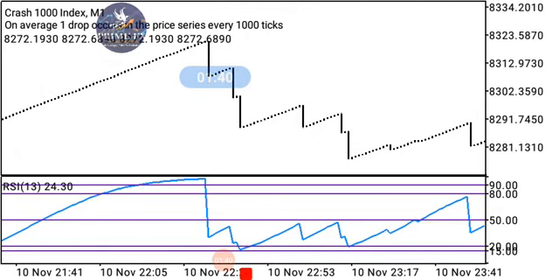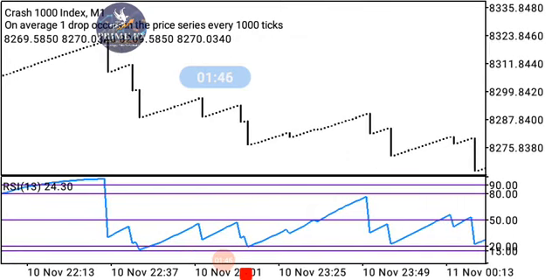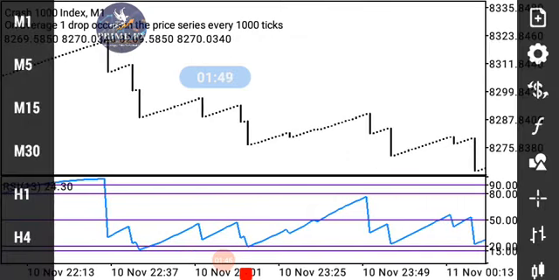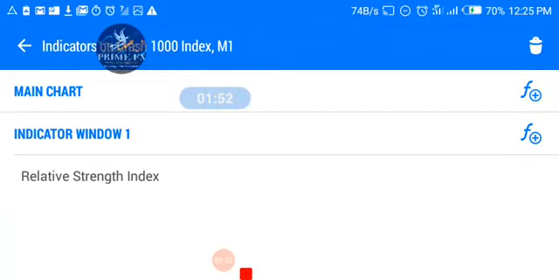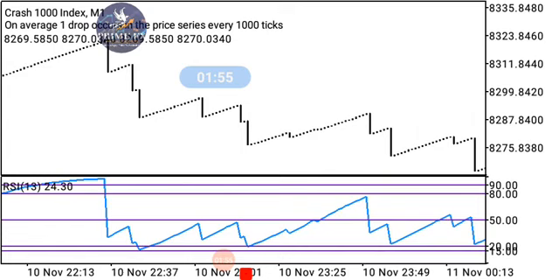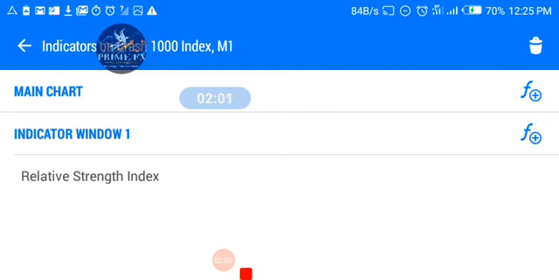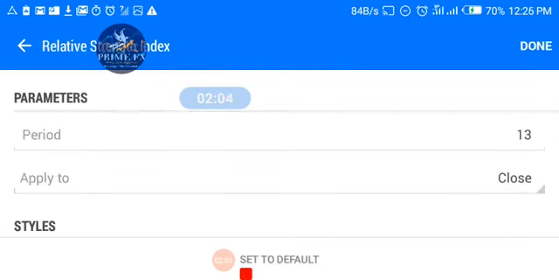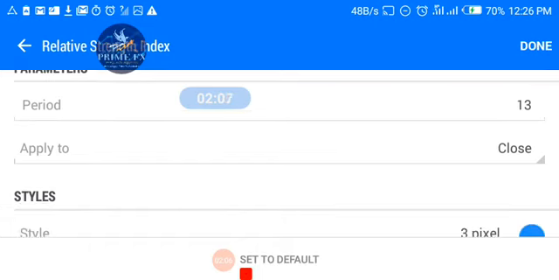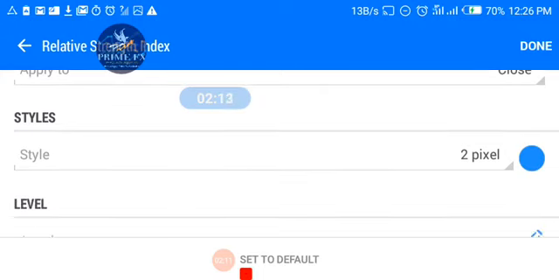Okay, so now let's go to the requirements for this strategy. What you need for this strategy is just the RSI. So let's go to indicator. I already have the RSI on my chart right now, so I'll just show you what you need to do. Let's go to the RSI. Okay, on the period it will be a 13 period. Then for apply, you apply it to close. Styles, you can put any style, either 2 pixel or 3, depending on what will look nice on your chart for you. The color, you can choose whatever you want, but mine is blue.